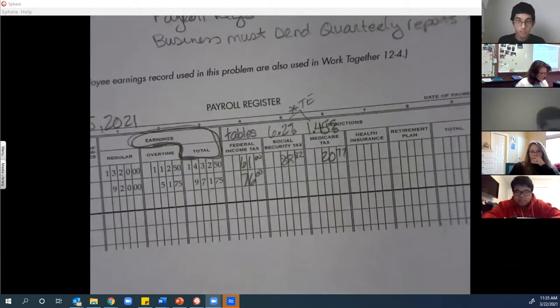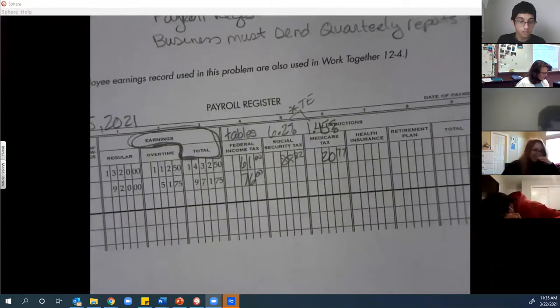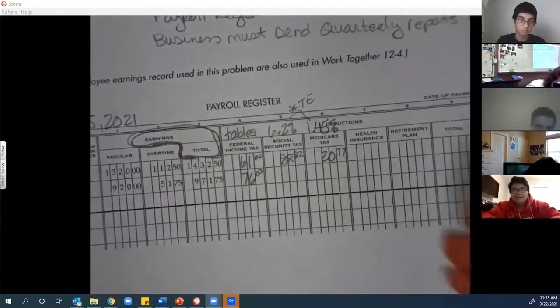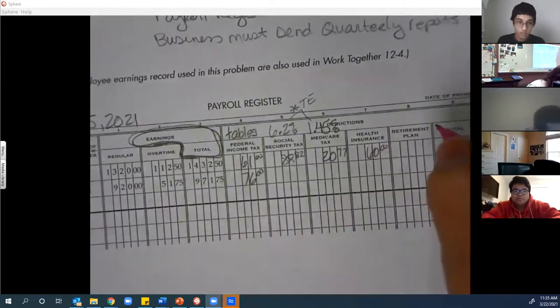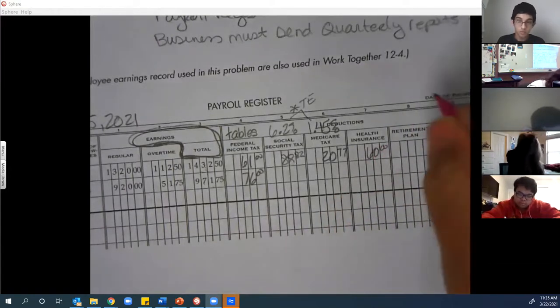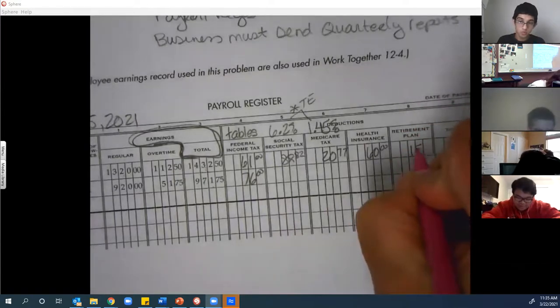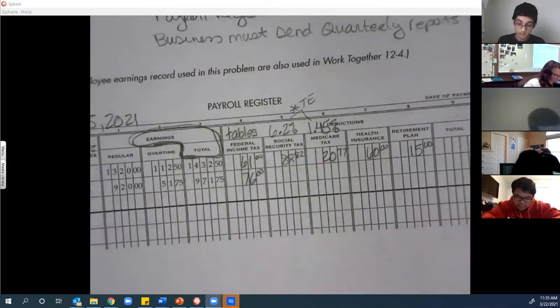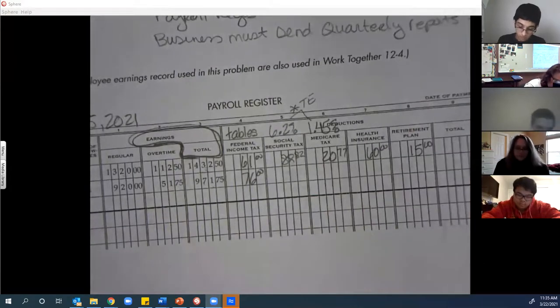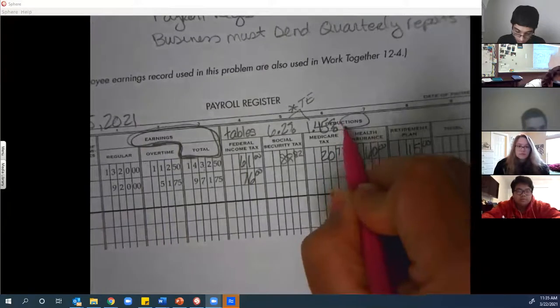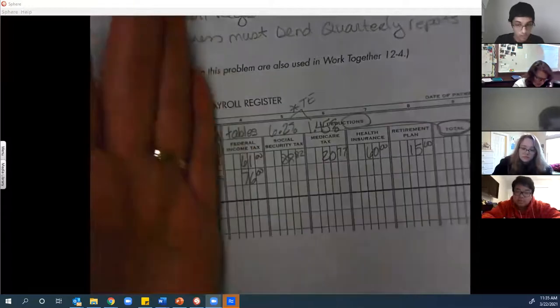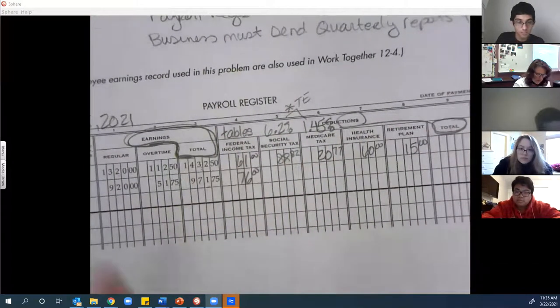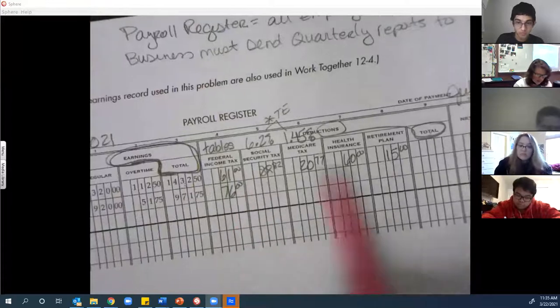Okay, it tells us what health insurance is, which is 60. And the retirement is 15. Okay, and then we're going to find total deductions. All right, so this is kind of its own, you can see that there's double lines here and here because it's kind of its own little section. Okay, so now we're going to add just the deductions up.